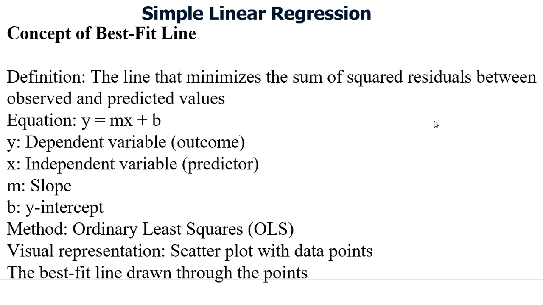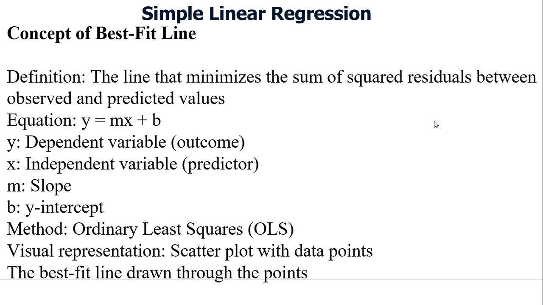So you see y to be the what? The dependent variable. You see x to be the what? The independent variable. The dependent variable is your outcome. The independent variable is your predictor. So you have m to be the slope, and b the intercept.